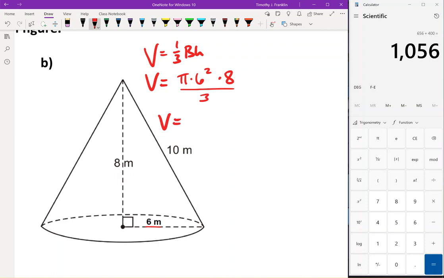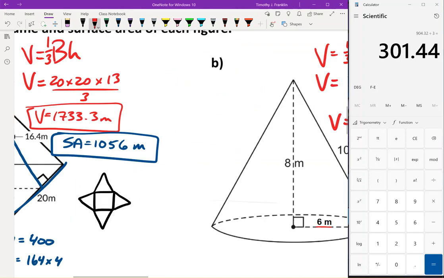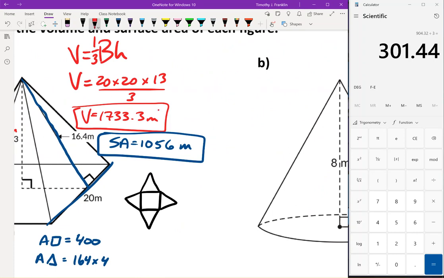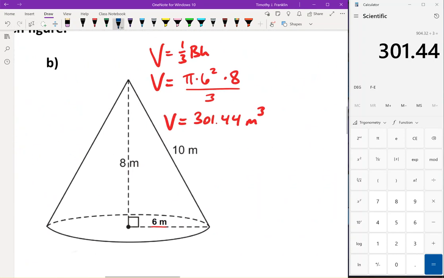So the volume here, 3.14 times 6 squared, which is 36, times 8, all divided by 3, which is 301.44 meters cubed. I think I might have forgotten the cubed over here and the squared right here. Meters cubed. Okay, there's the volume. Now the surface area.